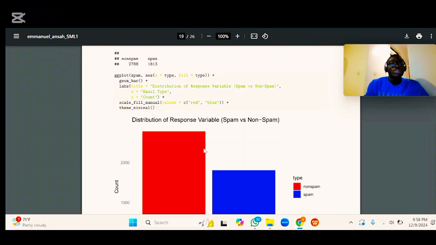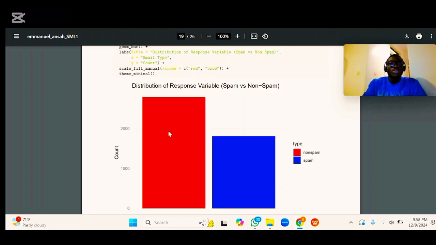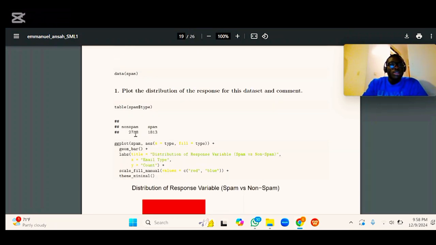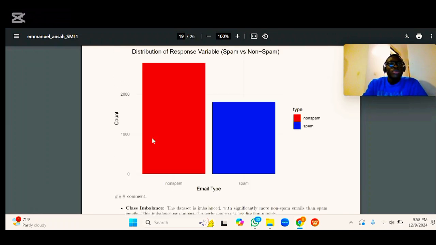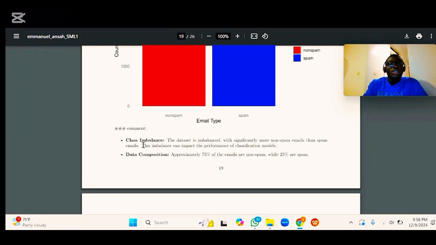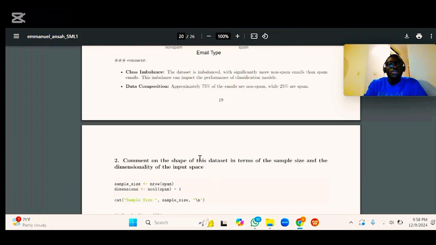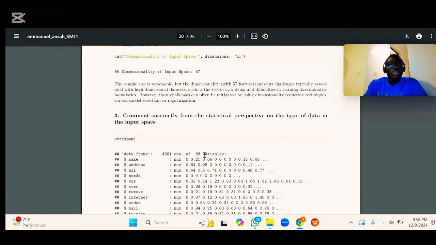The distribution of our response variable, you can see we had 2,788 non-spam and 1,813 spam, which indicates that we have class imbalance here, and this could affect our classification models as well.